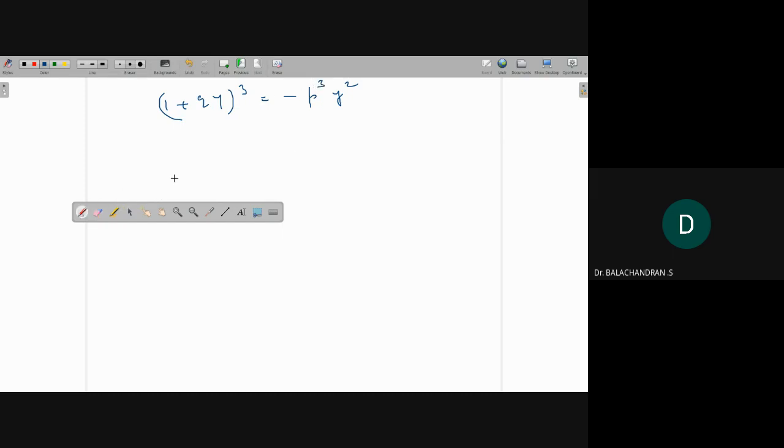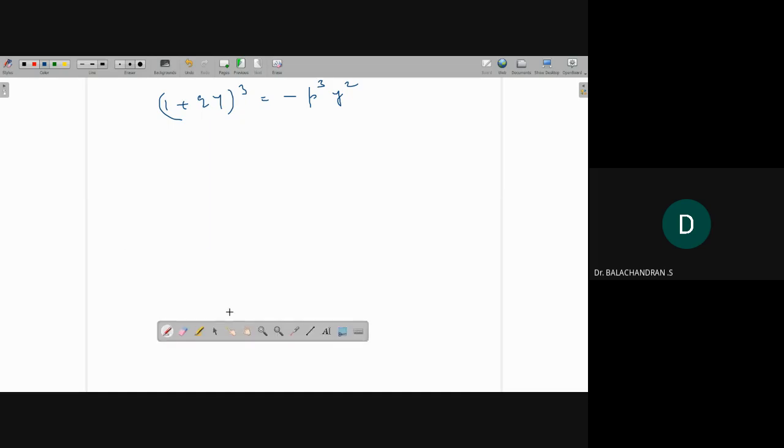P cube into y square. So from this, if you expand this, you will get what? q cube y cube plus 3 a square b plus 3 a b square plus 1 plus p cube y square is equal to 0.